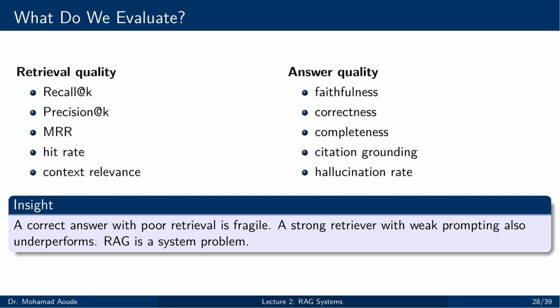It is important to keep these two categories conceptually separate. A model might retrieve excellent chunks and still generate a poor answer, or it might retrieve weak chunks and occasionally answer correctly by luck. So a RAG system cannot be judged by answer quality alone. It must be analyzed both as a retrieval system and as a generation system. That is why RAG is truly a system problem rather than just a model problem.